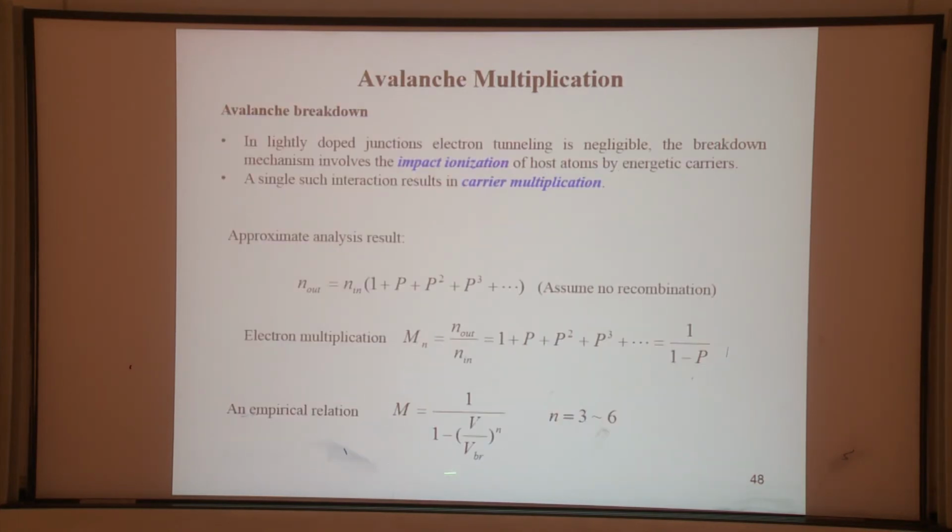And mathematically, you can use this model to model the multiplication factor. When V is very close to the breakdown, this multiplication will occur significantly. So we can use this simplified model to simulate this breakdown situation. And this power is around 3 to 6, depending on the materials, right?